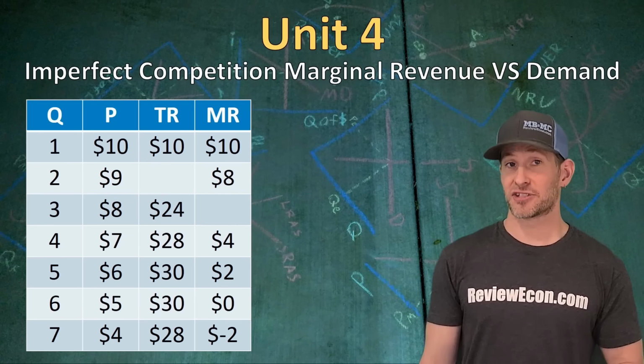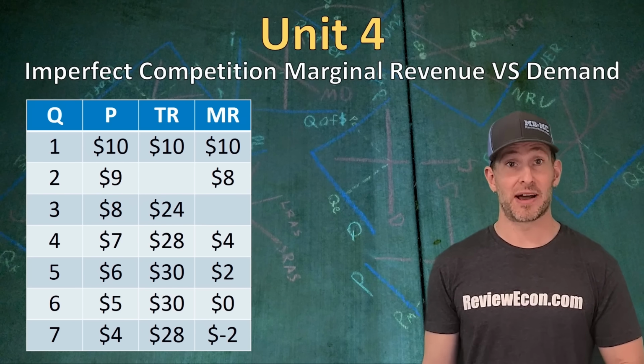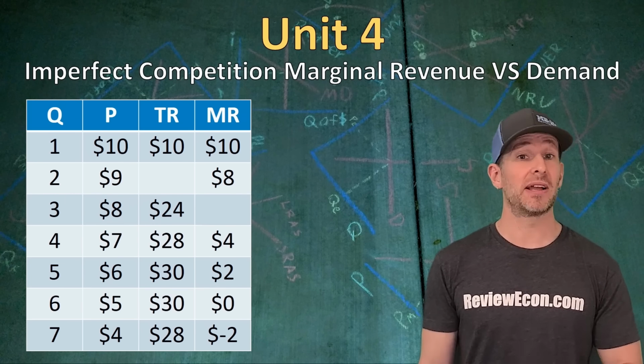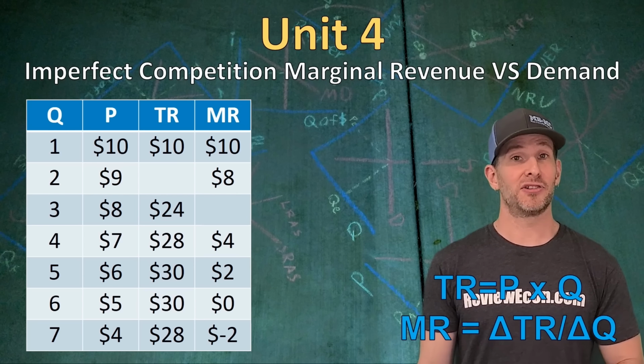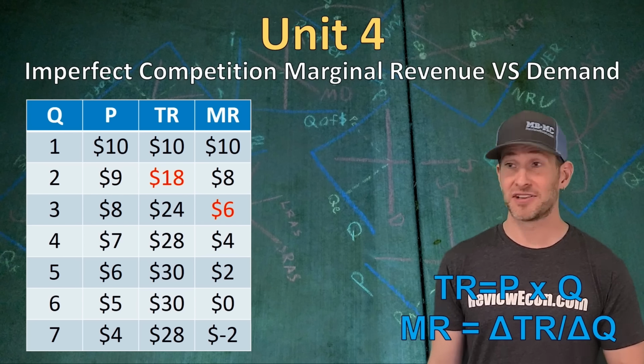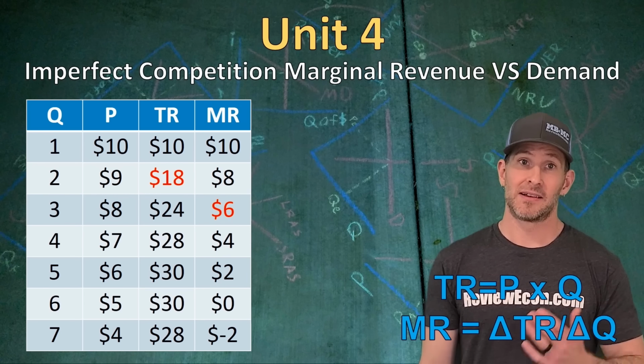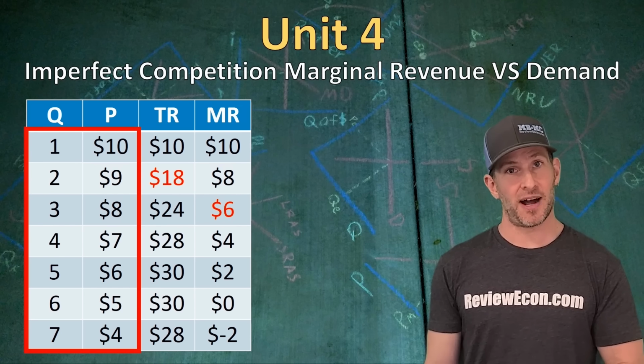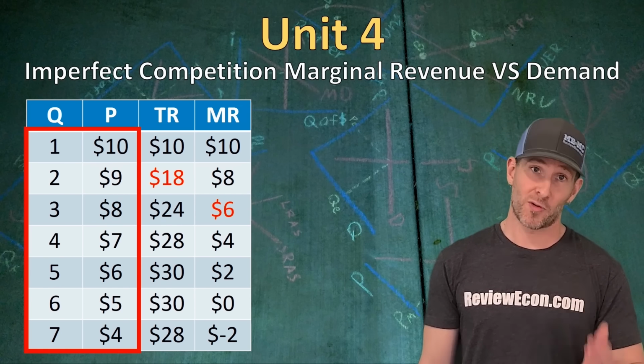Let's see if we can calculate the total revenue at 2 units and the marginal revenue at 3, knowing that the total revenue is price times quantity, and marginal revenue is the change in total revenue divided by the change in quantity. Well, at 2 units, we have a total revenue of $18, and at 3 units, we have a marginal revenue of $6. If you graph this out, the quantity and the price are the demand curve. The quantity and the marginal revenue are that marginal revenue curve.